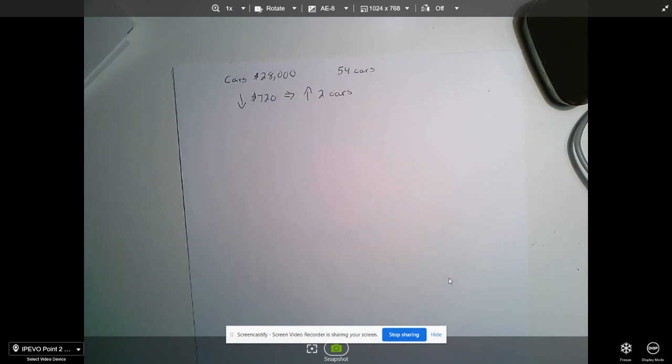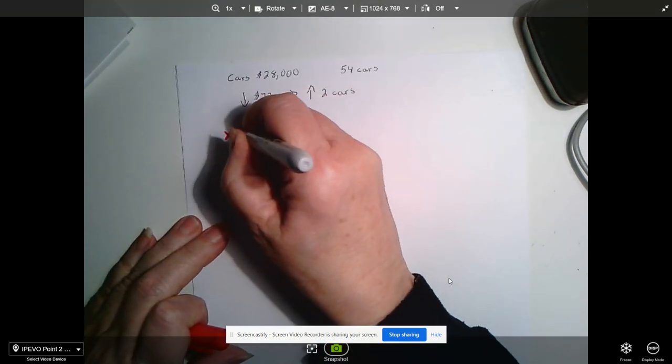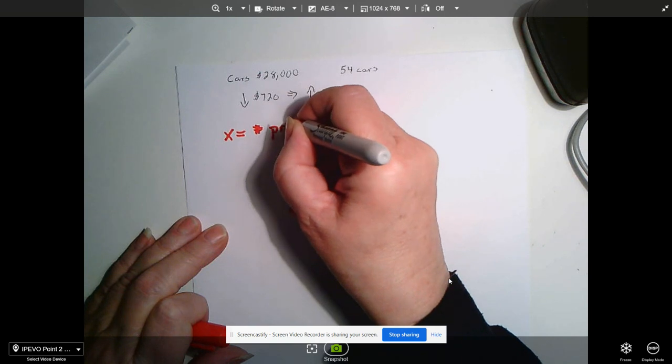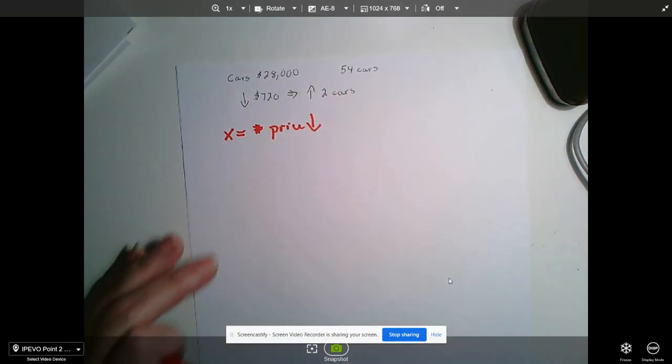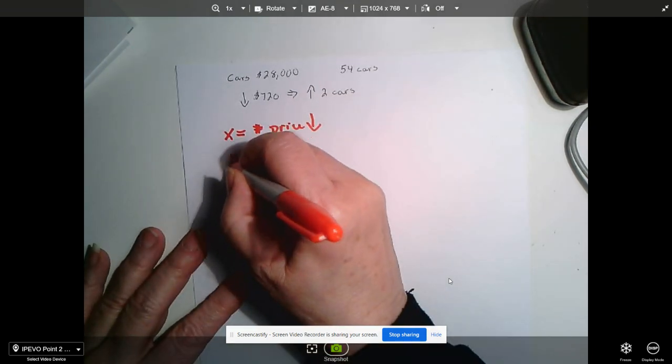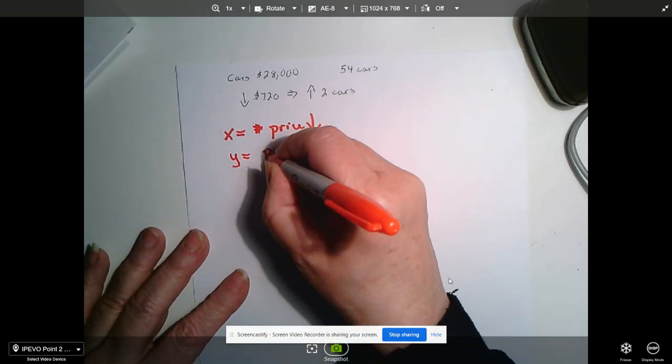All right, so the first thing you want to do is, once again, to state what you're going to set X and Y equal to. So I'm going to set X equal to the number of price decreases, because I don't know how many times they're going to decrease their price. Maybe once, maybe twice, however many times they need to decrease it in order to maximize their sales. And therefore, Y is going to be their revenue.